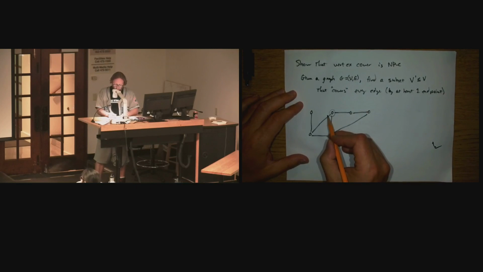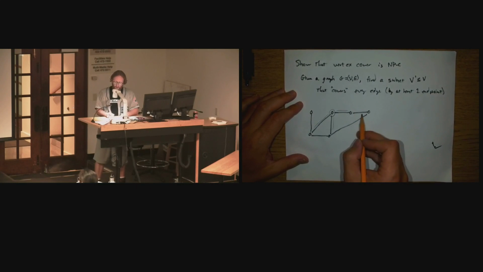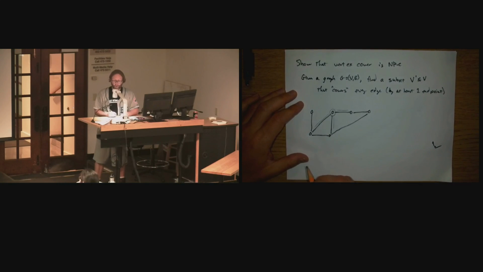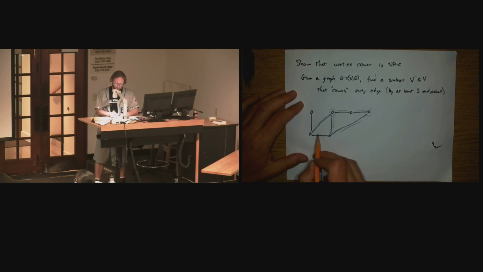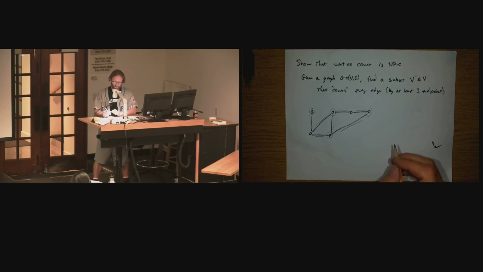If you select this one, then that covers this edge, it covers this edge, and it covers this edge. But this edge over here is not covered, nor is this, nor is this, nor is this. So continue selecting. Okay, well, I need to cover this edge. If I select this one, I cover both this edge and this edge. But this edge is still not covered, and this edge is still not covered, so I'll select this one to cover this edge. And I have to cover this edge, so I could select this one or this one. I'll select this one. There's a vertex cover of size 4. Can you do better?